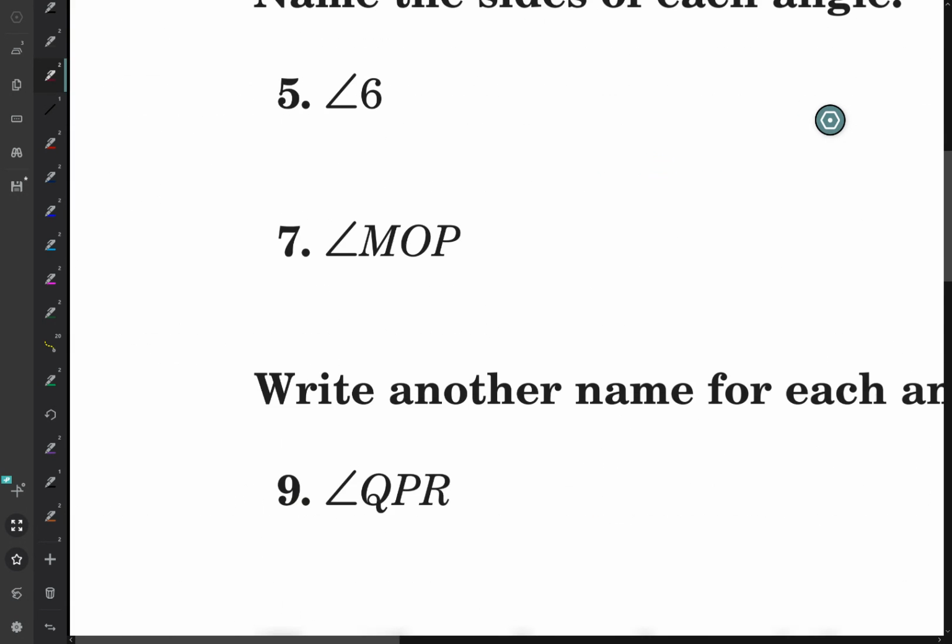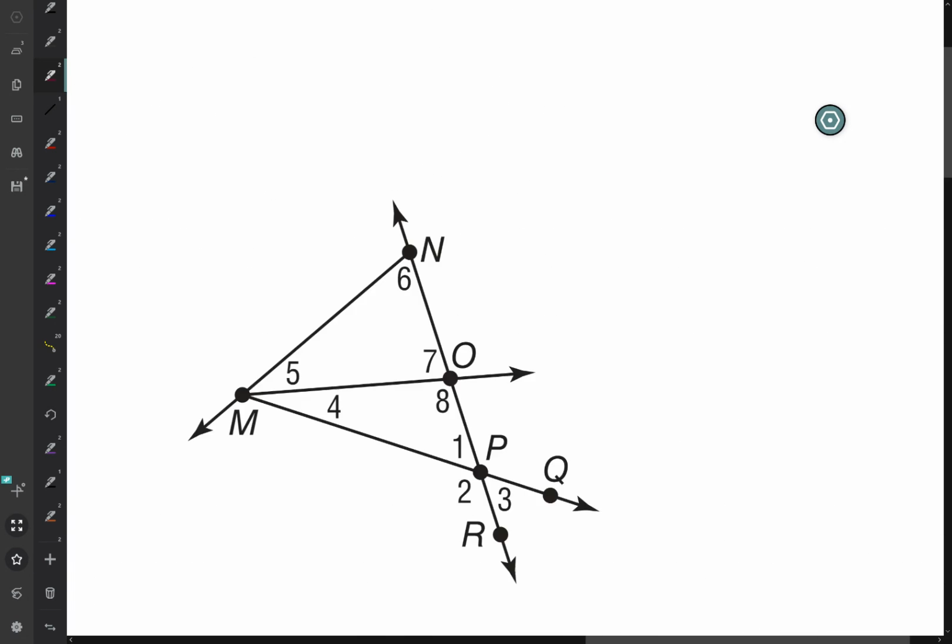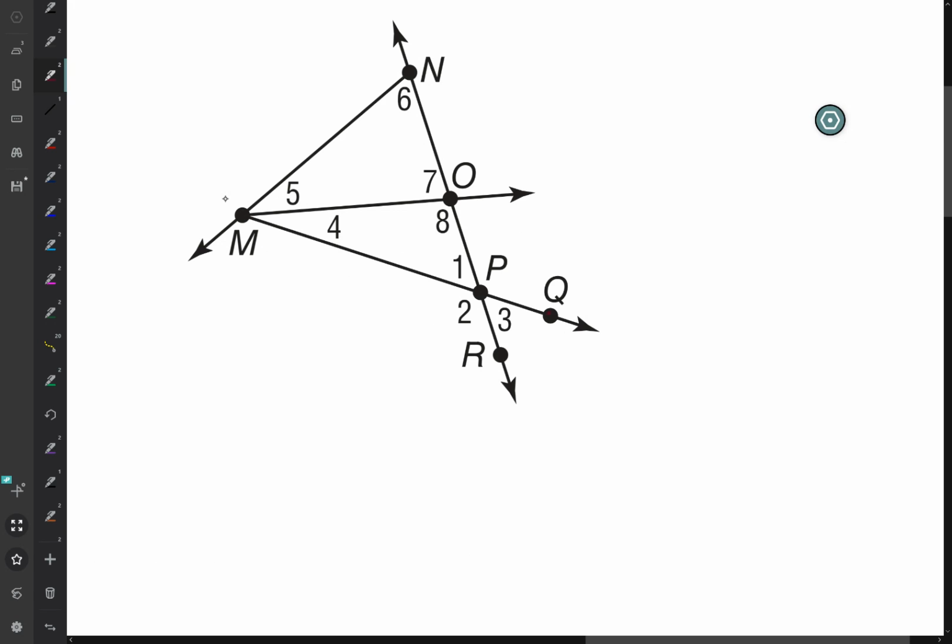That's easy. Write another name for each angle. QPR. Q to P to R. What's another name for that angle? Angle RPQ. Give me another name.